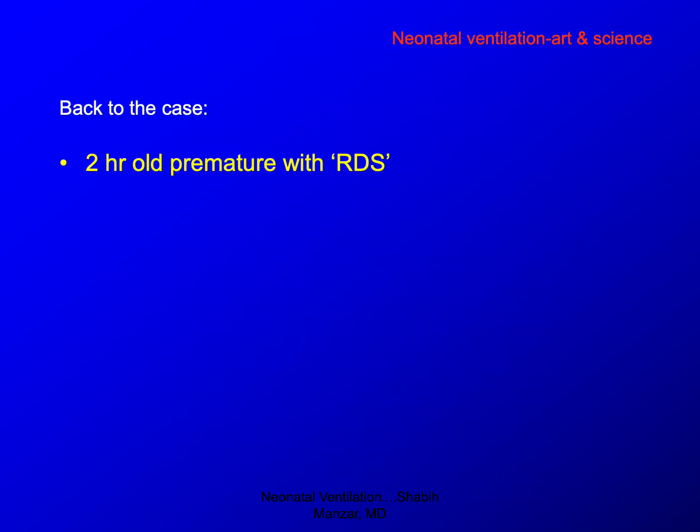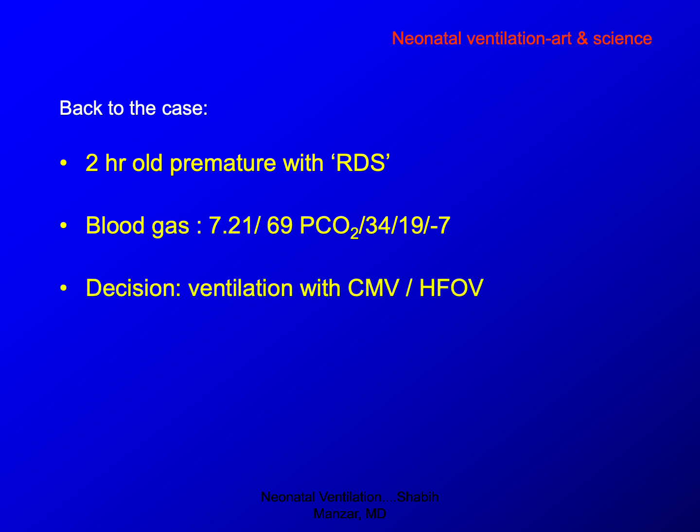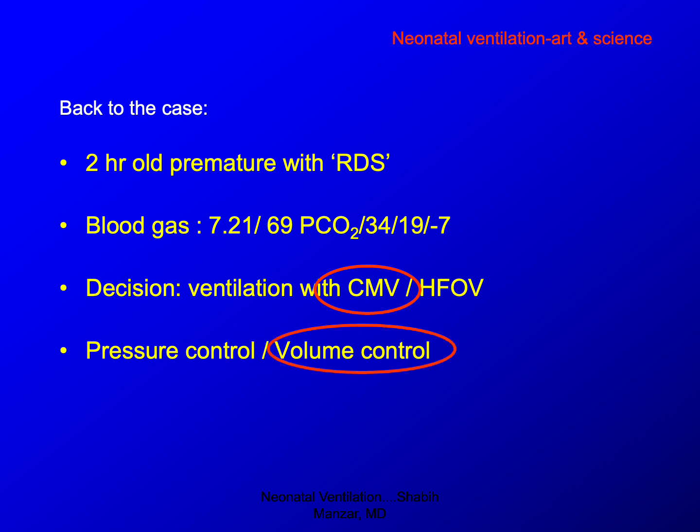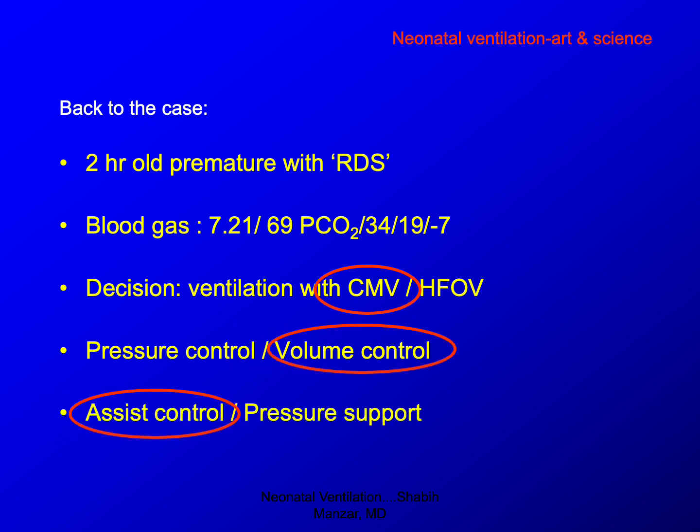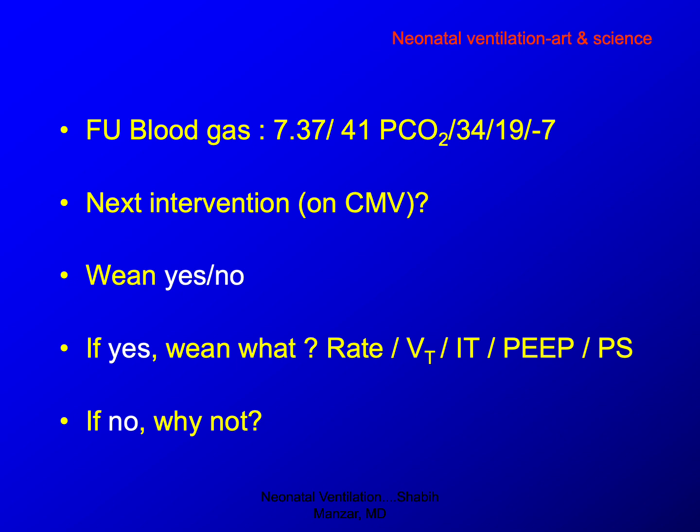Now back to the case, a 2-hour-old premature with RDS. The blood gas, which we already talked about, shows respiratory acidosis, and then a decision was made to change from CMV. The patient was on volume control. We said we'll do assist control, and then the follow-up gas was this.